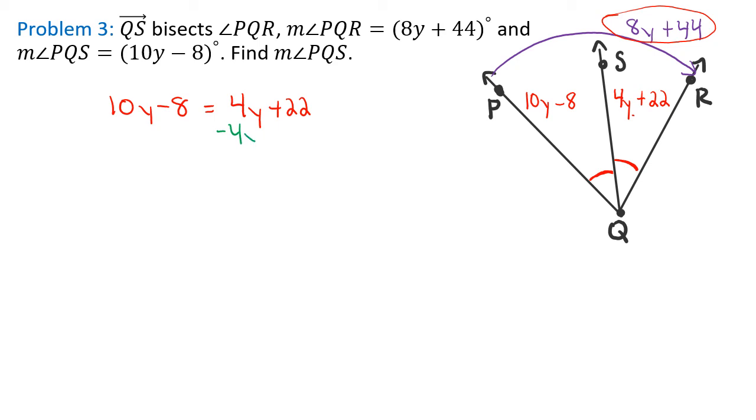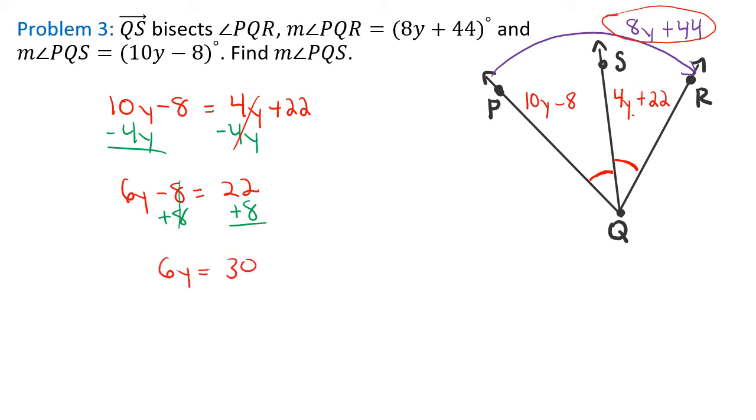You minus the 4y over, that's going to give you 6y minus 8 equals 22. Add the 8 over, so you're going to have 6y equals 30. Divide both by 6, and y equals 5.